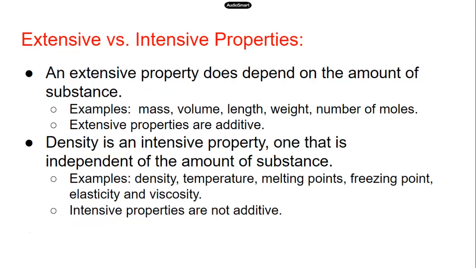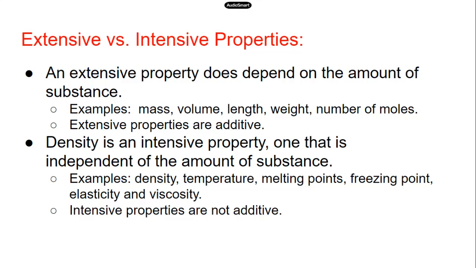All right, so what are extensive and intensive properties? An extensive property depends on the amount of substance you have. Some examples are mass, volume, weight. Extensive properties are additive. If you have mass 1 and mass 2, those two masses can add.